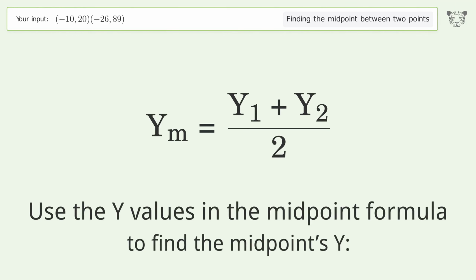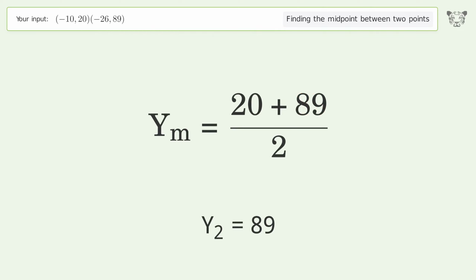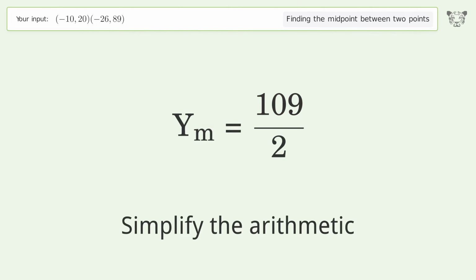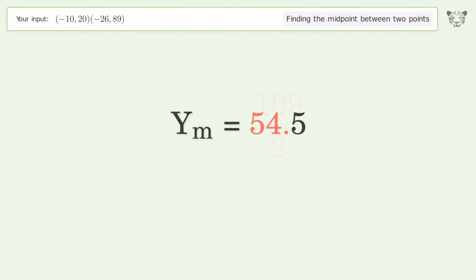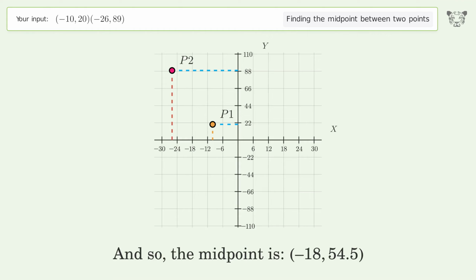Use the y values in the midpoint formula to find the midpoint's y. y1 equals 20. y2 equals 89. Simplify the arithmetic. And so, the midpoint is negative 18, 54.5.